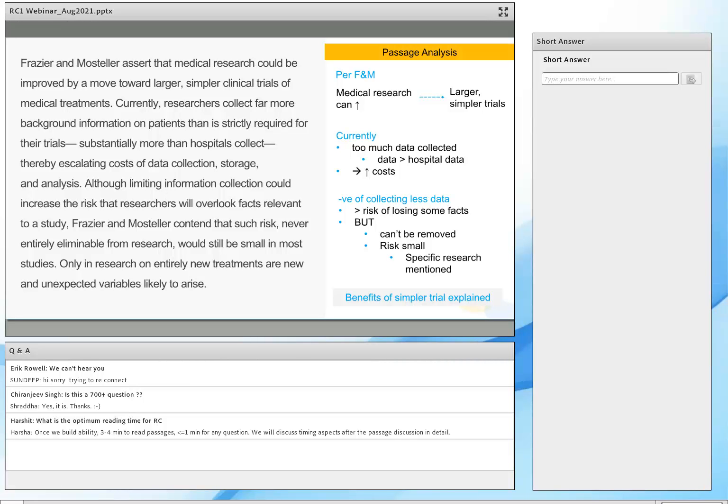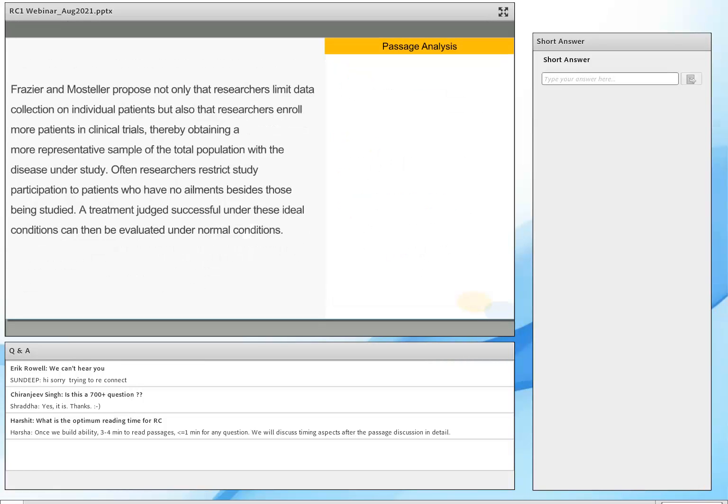The passage starts with the suggestion made by F&M, and then the present way of doing clinical trials, the effect of it, and then an argument to oppose F&M, but F&M have an answer to that also, and then it says that it is still okay to reduce the amount of information.